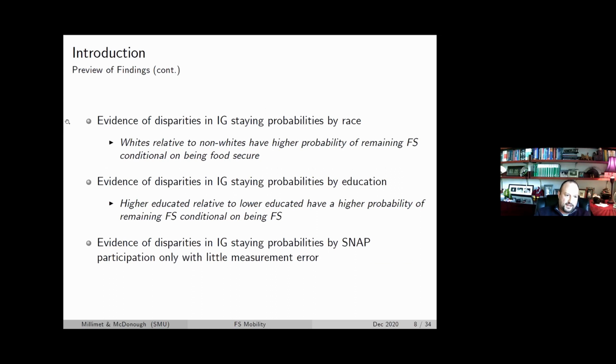We do look for heterogeneity, like a lot of the other people have been talking about. Even with measurement error, we can say some things that are not surprising, but again, allowing for measurement error, we can still say these things. For example, white households are much more likely to have a much higher conditional staying probability of remaining food secure than non-white households, and the same thing for better educated households.